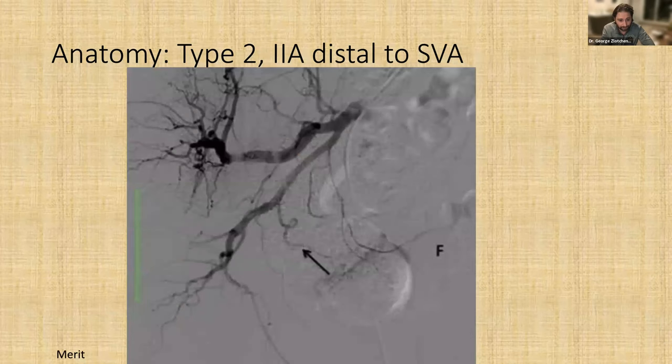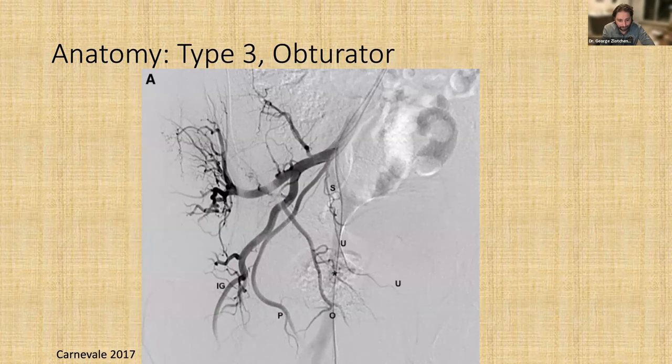Let's start going a little quicker here. Type three, this is coming off the obturator artery. You can see that pitchfork, or two branches of the obturator artery once it goes through the obturator canal, and the prostate artery comes off of it. But you can see it's S-shaped, so it still wants to do that crossing obturator sign. It may not cross it fully, but it's getting close.